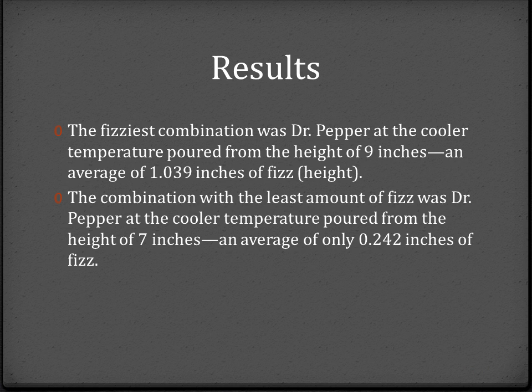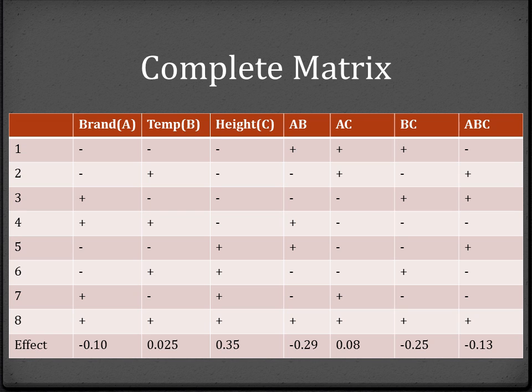Our results were that the Dr. Pepper at the cooler temperature poured from the higher height of 9 inches was the fizziest, and it had an average of 1.04 inches of fizz. Our combination that had the least fizz was Dr. Pepper at the cooler temperature poured from a height of 7 inches. This showed that the brand didn't have much of an effect on fizziness.